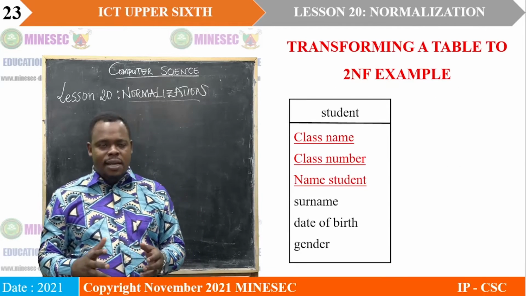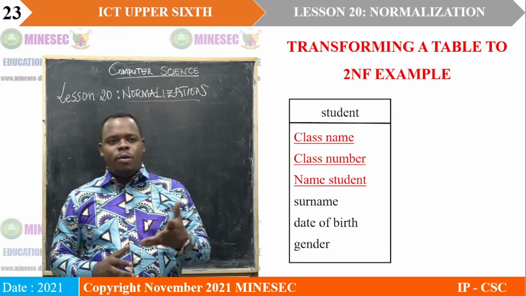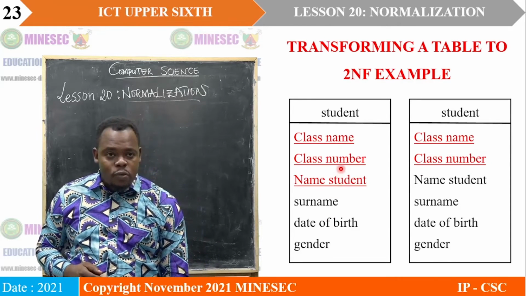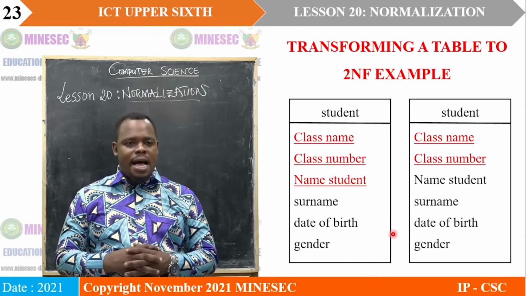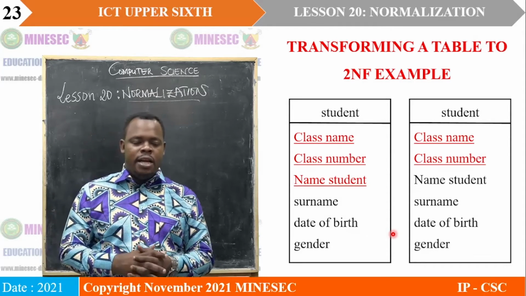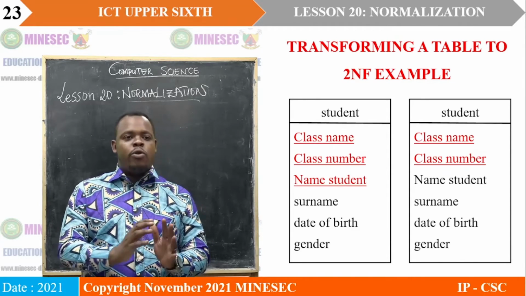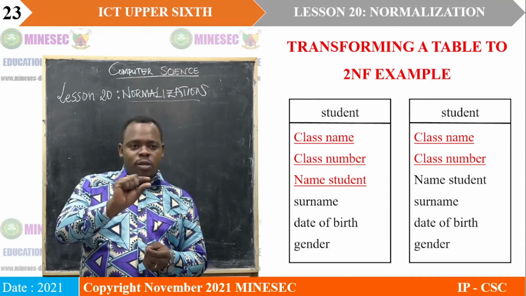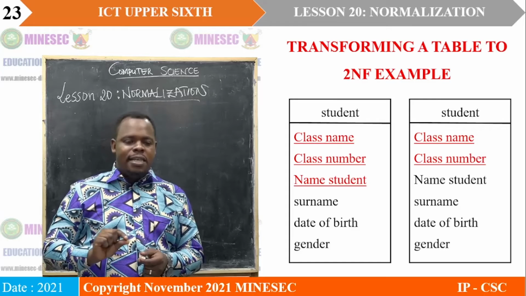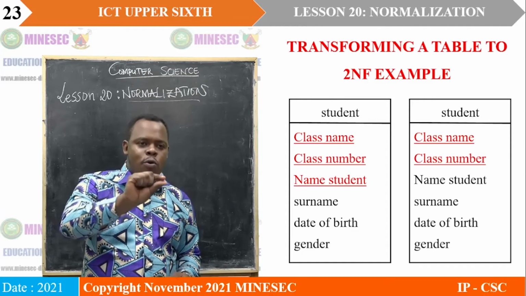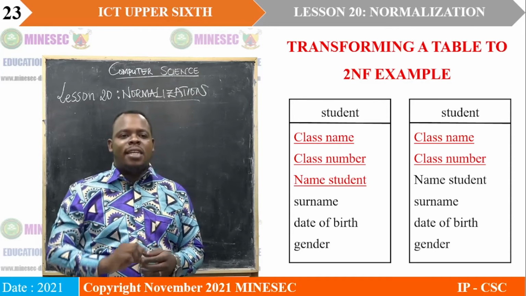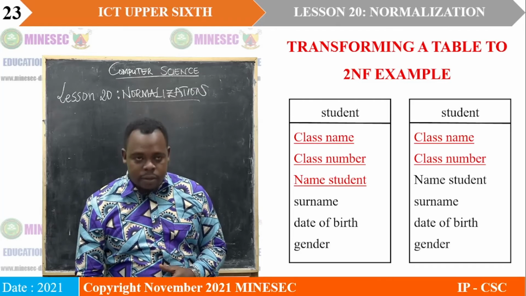In this example, if you want to transform this table into second normal form, the first thing we are going to do is remove name of student as part of the composite keys of the table or the entity. Name of student was the problem because it was determining the other fields in your table, being a subset of the composite keys. When you remove it, there is no partial dependency that exists again between the different fields.